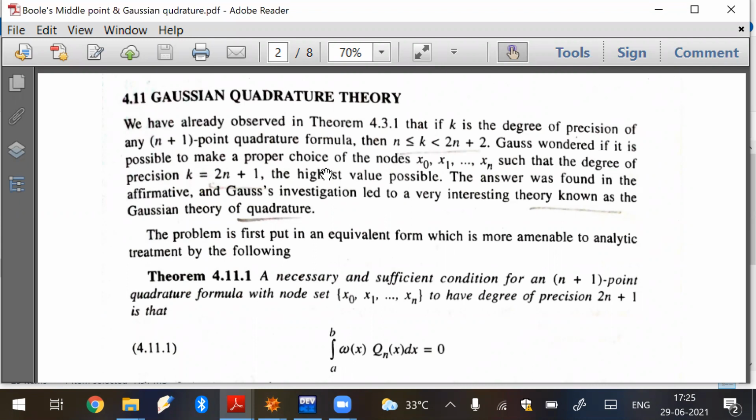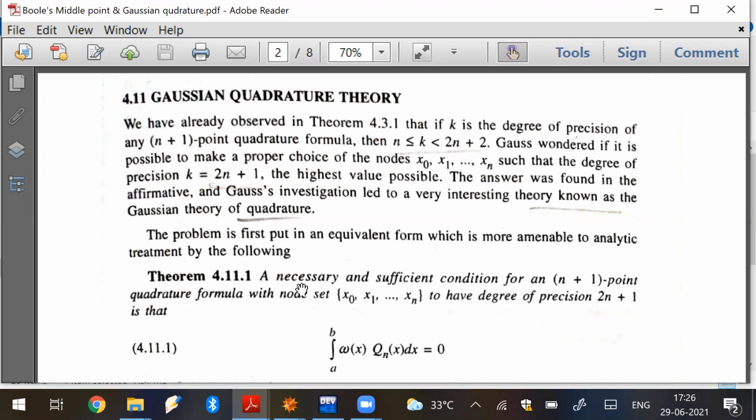Now Gauss wondered if it is possible to make a proper choice of the nodes x0, x1, x2, ..., xn such that the degree of precision becomes exactly one less than 2n plus 2, that is 2n plus 1. He put forward a theorem giving a necessary and sufficient criterion for the degree of precision of an n plus 1 point quadrature formula to be exactly 2n plus 1. So how is that possible? It is given by this theorem.